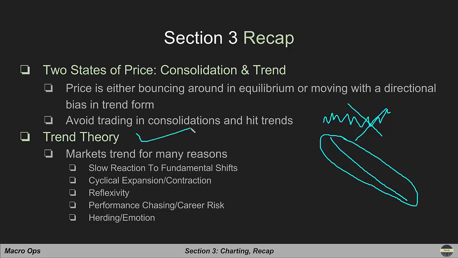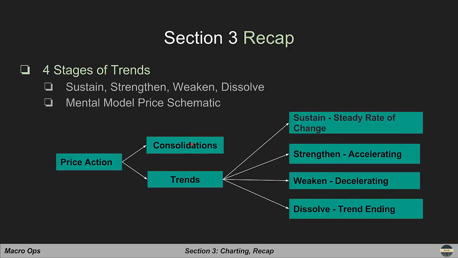Then we segued into trend theory, where we went over the many reasons that trends exist in markets, such as slow reaction to fundamental shifts, cyclical expansion and contraction, reflexivity, performance chasing, and herding. We went in depth and talked about all those five. And then we went into the four stages of trends on the chart: the sustain, strengthen, weaken, and dissolve. Those two lectures combined to form our full mental model price schematic.